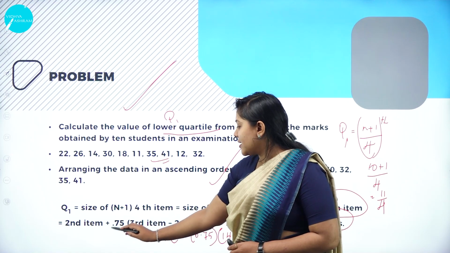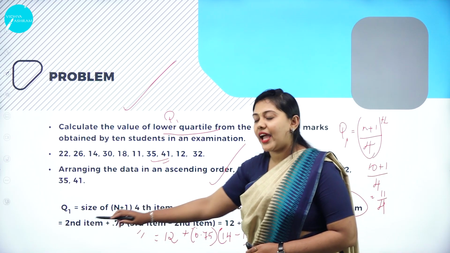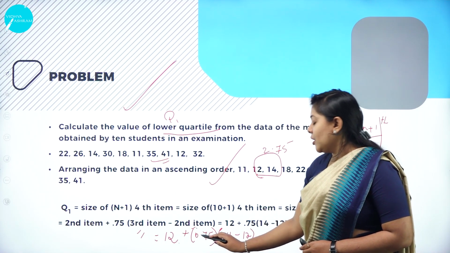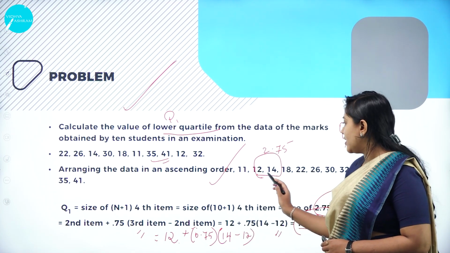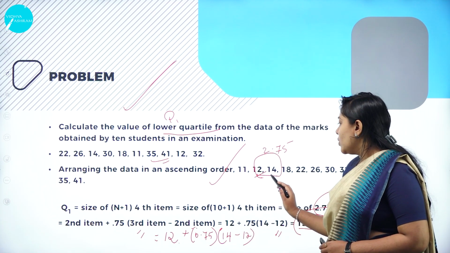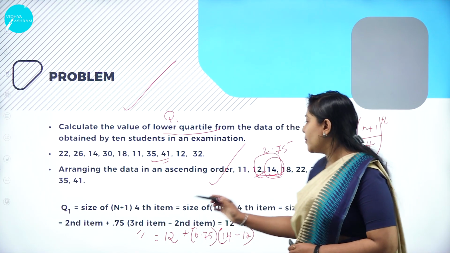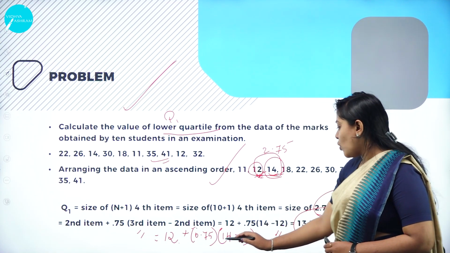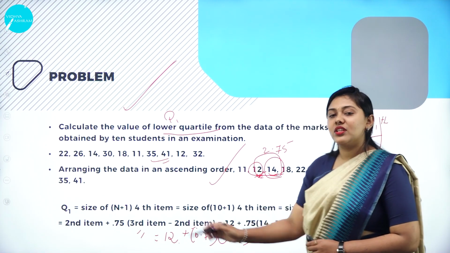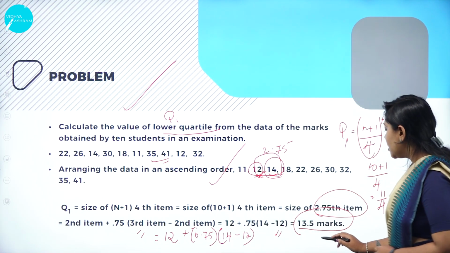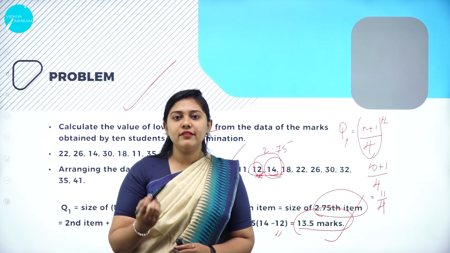This is how you get the answer: second item plus 0.75 times (third item minus second item). The second item is 12, plus 0.75 into (14 minus 12). The third item is 14 and the second item is 12. So 14 minus 12 is 2, into 0.75. If you add it to 12, the answer you get is 13.5 marks.